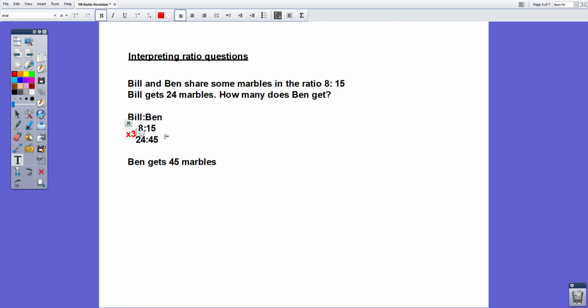8 times 3 is 24, so over this side we have to do the same. 15 times 3 is 45. Okay, so that's how we work our answer out to this one. We'll have one more question, one more example.